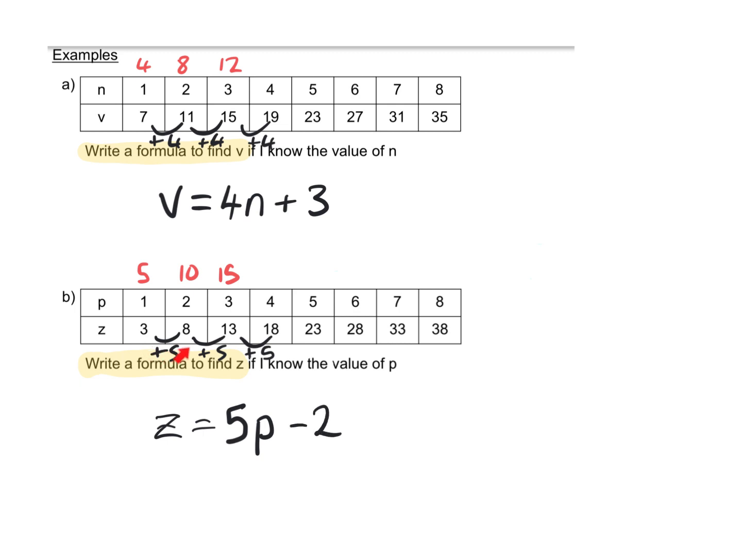So we know it goes up in jumps of 5, so it's 5 times p. If I actually do 5p's, I get these numbers here. And then I'm going to have to work out how to get from those numbers to my z value so this formula works. So I need to take away 2, take away 2, take away 2. And again, we can check that works by doing, say, 5 7s are 35, take away 2 is 33. So it works for the other values too.